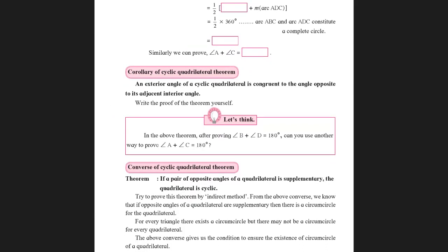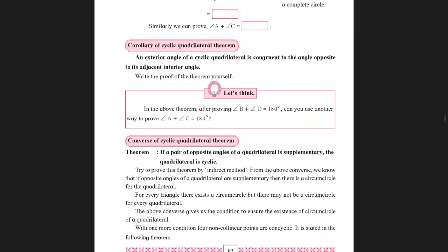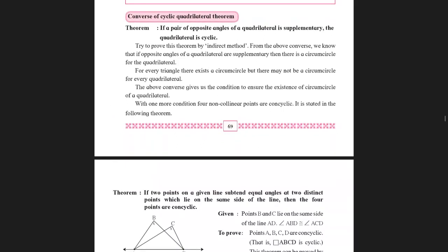If you are able to write the proof on your own, well and good, please do it. In case you are not able to do it, leave some place for it. I'll explain to you how to do it when I explain the exercise to you, and at that time you can write it down in case you haven't written. The ones who have written, you can check whether what you have written is correct. Okay. Next, you go to the converse. You need to write only the statement. Okay. If a pair of opposite angles are supplementary, the quadrilateral is cyclic.